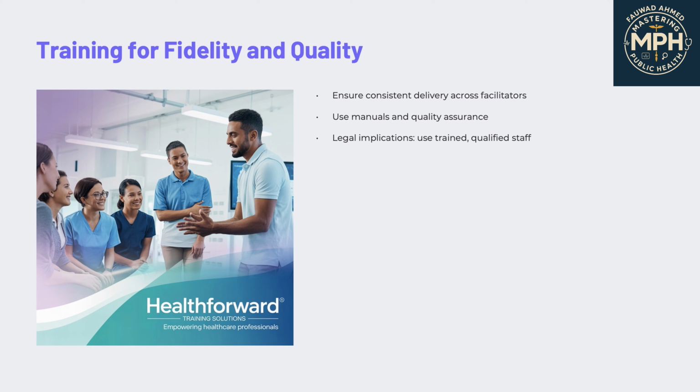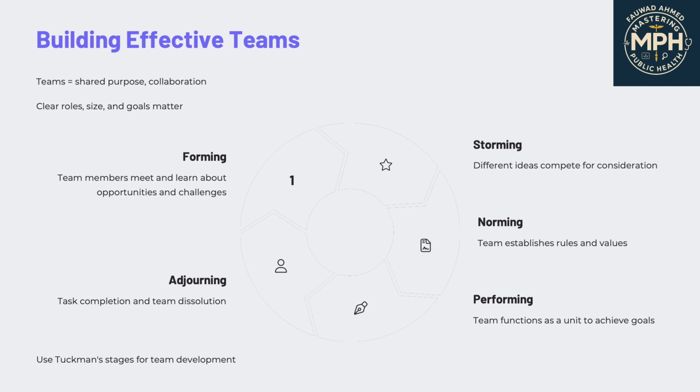Enhancing staff and volunteer effectiveness. Well trained, well supported people deliver better results. First, deliver intervention specific training. Ensure fidelity to the program, especially when there are multiple sites or facilitators. Use manuals and quality control systems. Second, form effective teams. Teams differ from working groups. They rely on collaboration, trust, and shared goals. Ideal team size depends on the task, but clarity matters more than numbers.